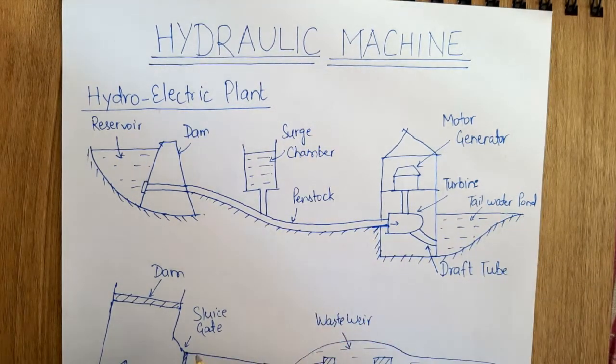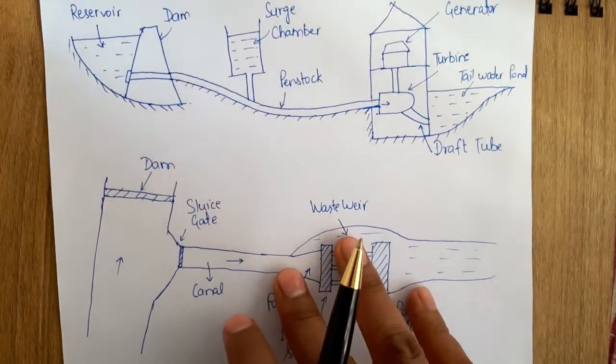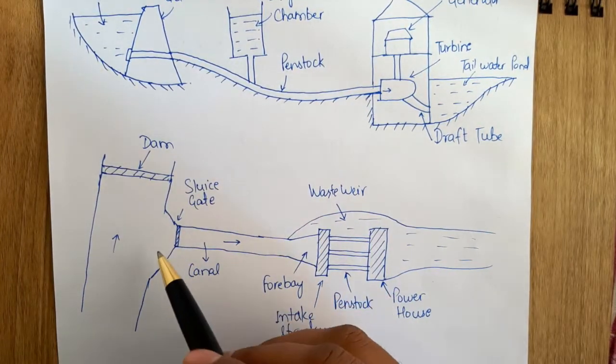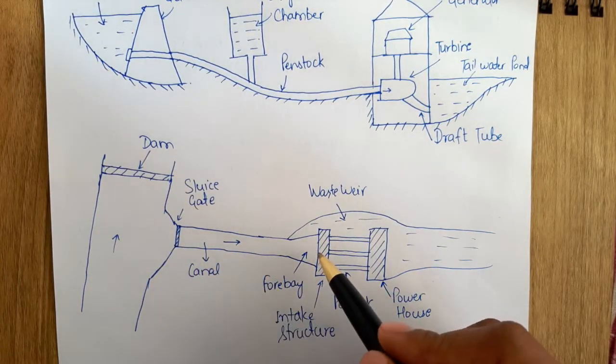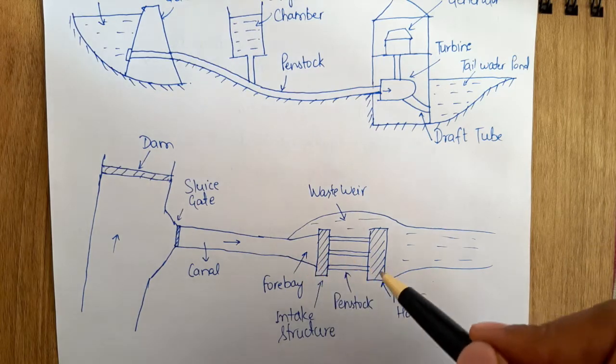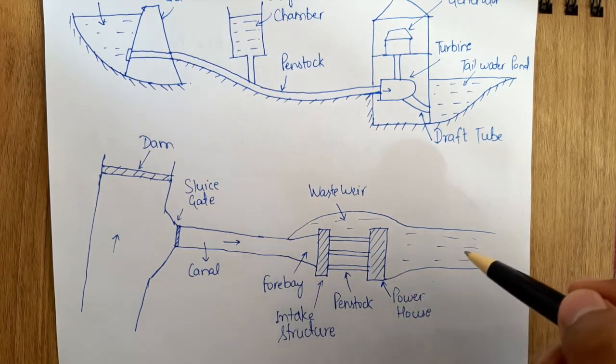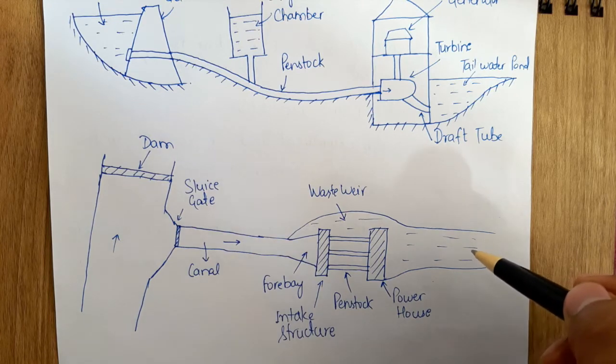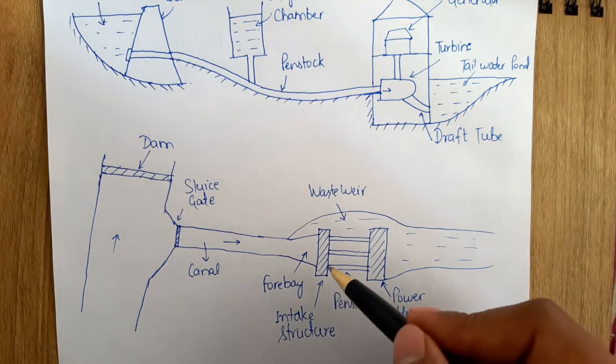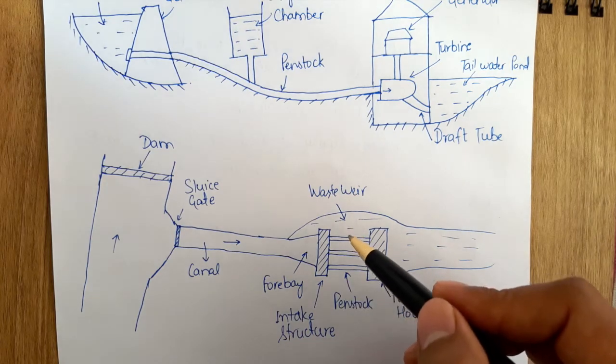pond. So we will see that through the dam or through the sluice gate, we have a canal to the forebay. Here the water will accumulate, through the penstock it will reach the powerhouse, and it will reach again the tail race level. Okay, so these are the intake structure and these are the waste water.